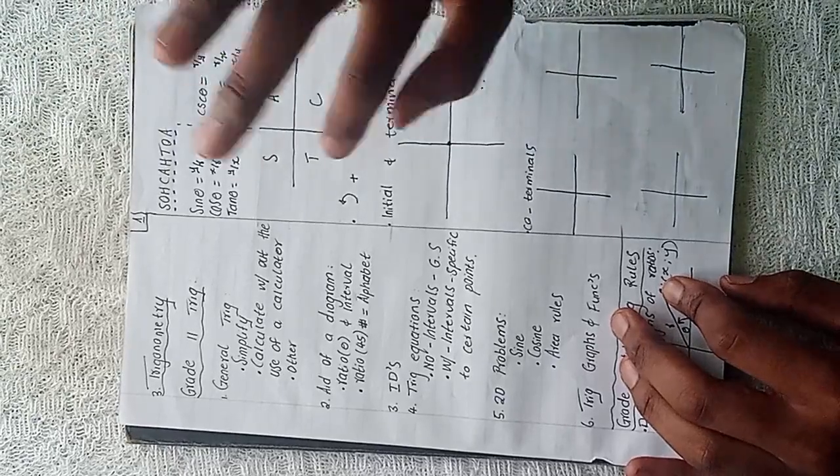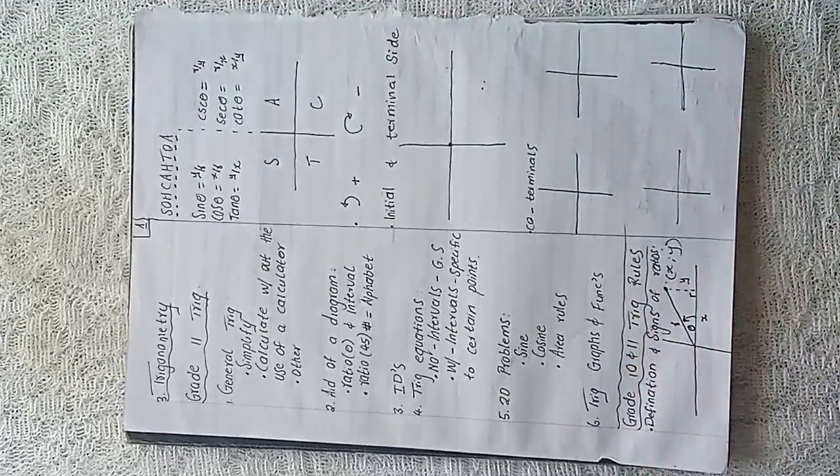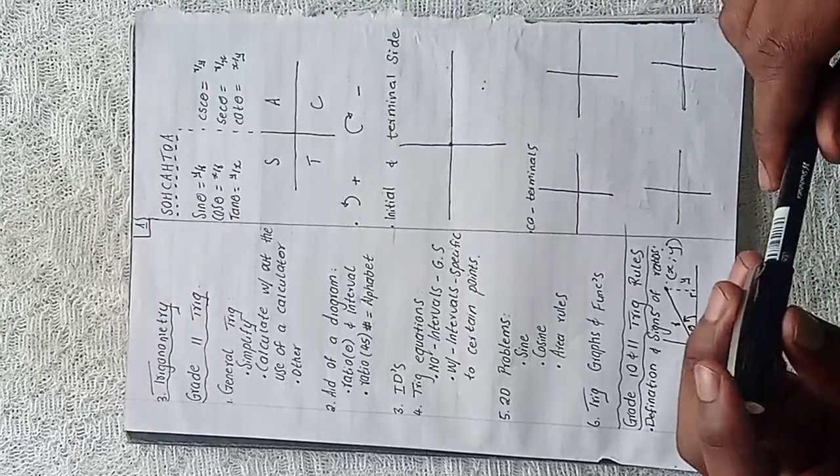In quadrant 1 all ratios are positive. In quadrant 3 tan is positive. In quadrant 4 cos is positive. SATC.